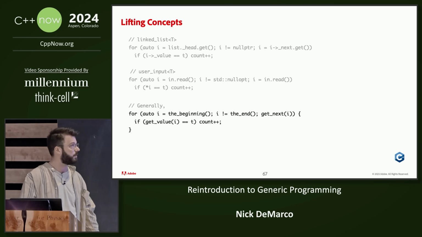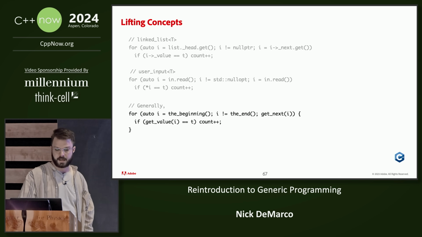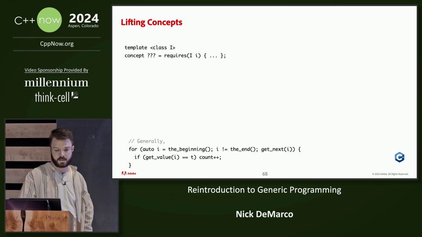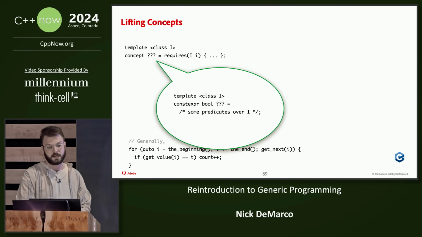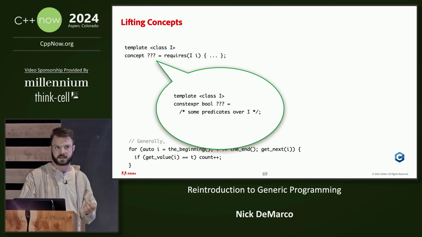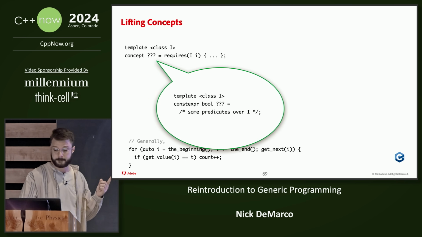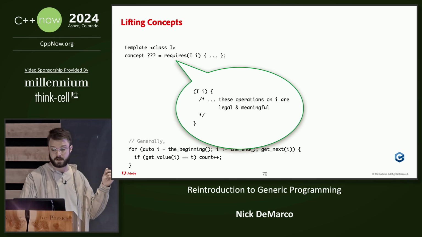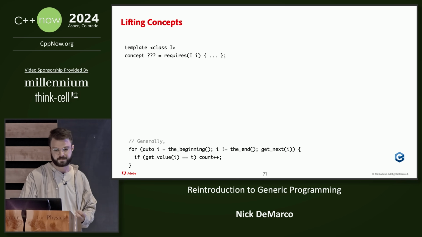So at the bottom here, we have a little bit of pseudocode that expresses the general idea that we're trying to model here. And to do this in C++, we're going to use the concept keyword. So what's a concept, at least in the language? You can think of a concept as just a compile time Boolean. It really is fundamentally just a constexpr Boolean that evaluates the properties of some template types, in this case, I. And a requires expression is going to declare operations on that particular type, I, that must be, again, legal and meaningful for I to satisfy the concept.